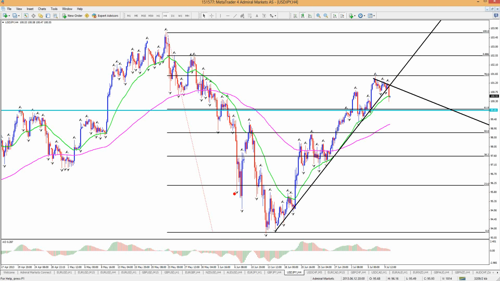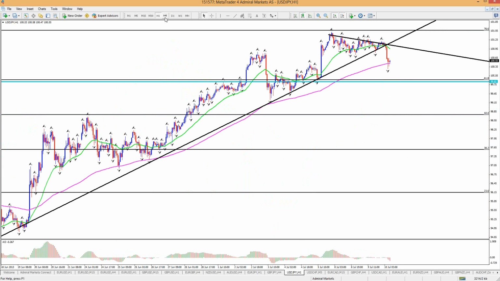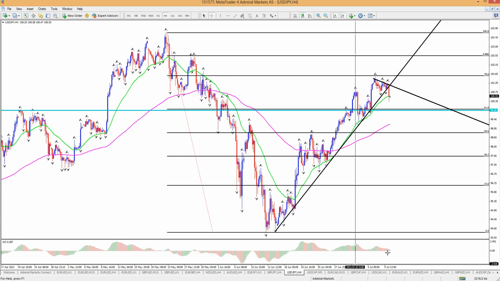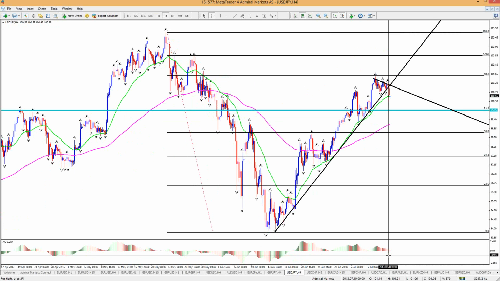So it's like a V formation, up, down. I don't see anything really interesting to trade at the moment. It's the 4-hour AO retracing back to the zero line.